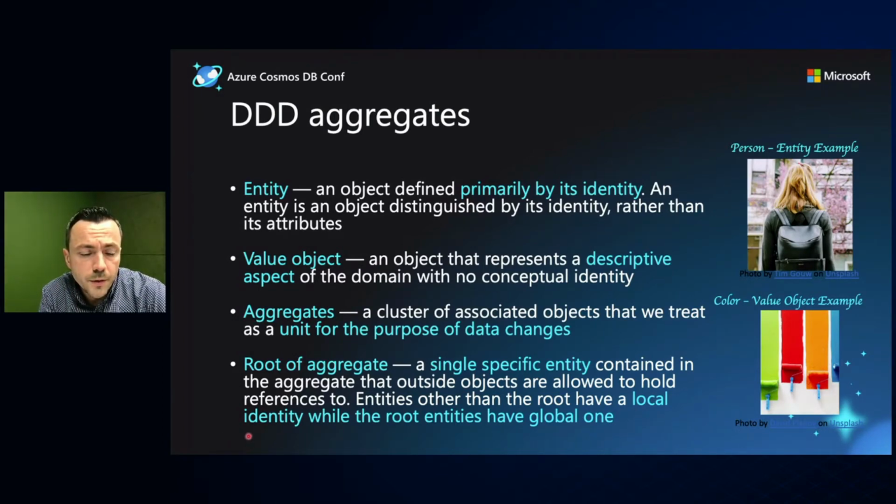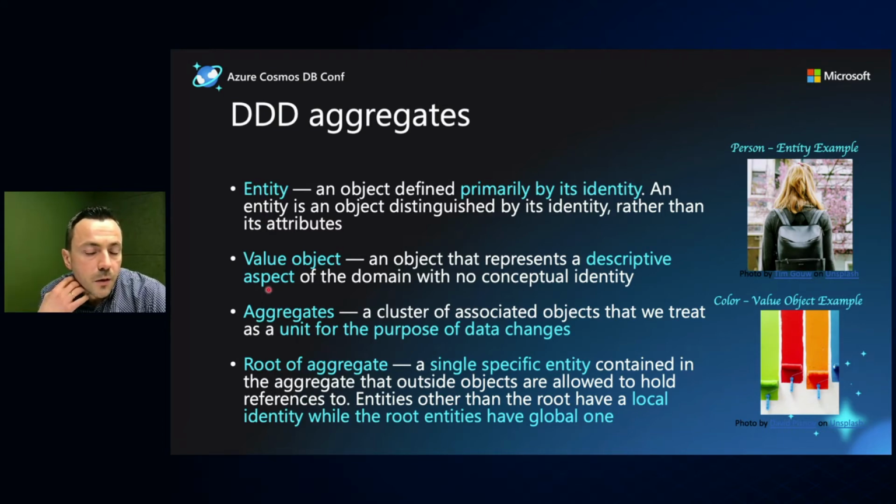For example, Eric Evans' book. It's one of the first and best ones. But just to go through it really briefly: domain-driven design aggregates, how we prepare them. First of all, we need to distinguish between two types of objects. First is entity, and second one is value objects.